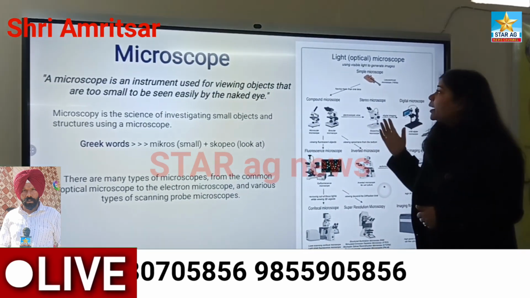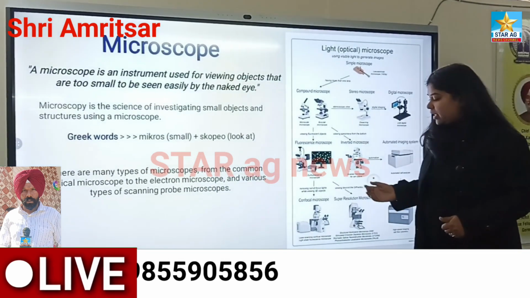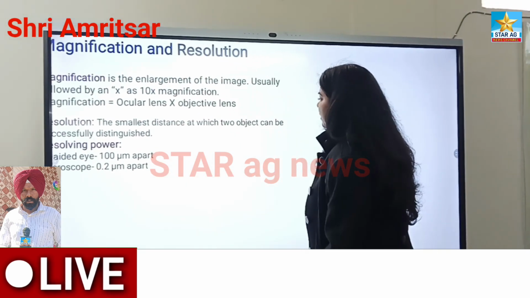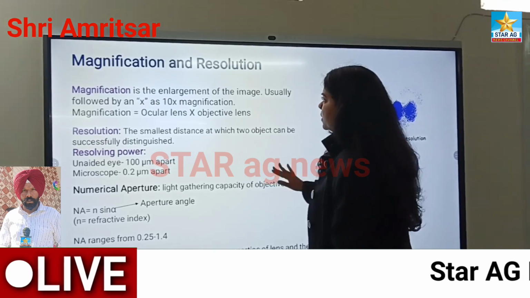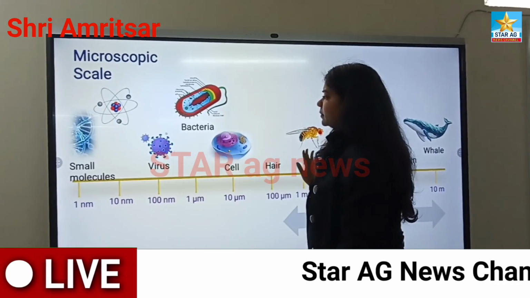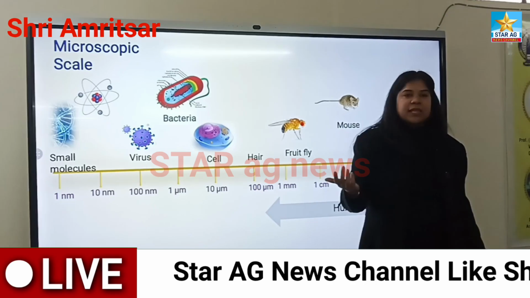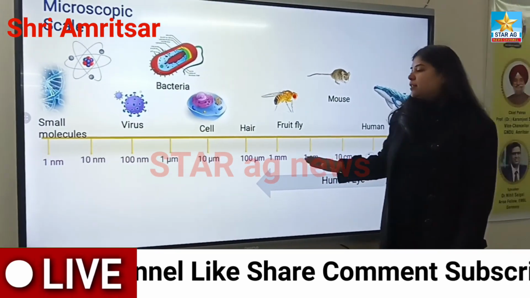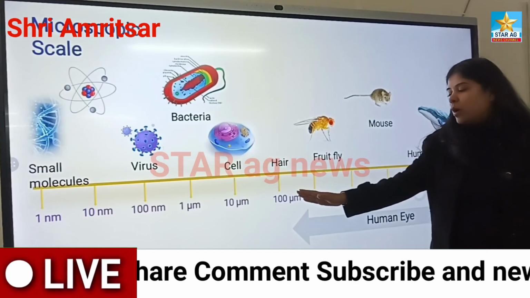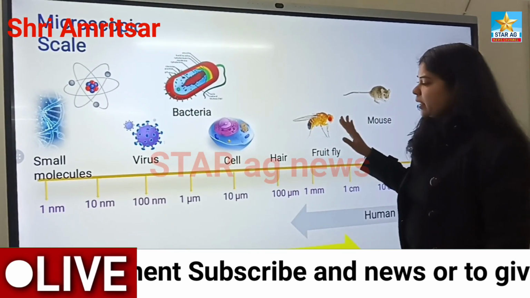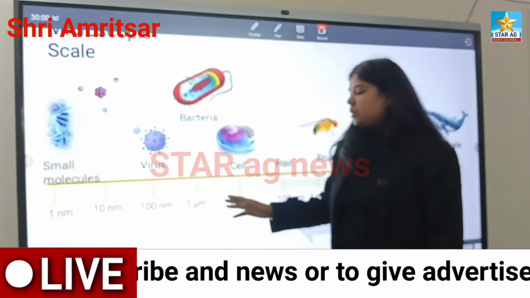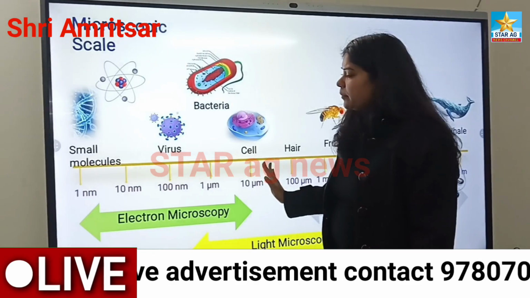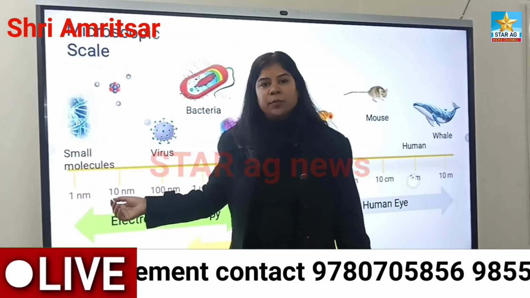You can see different types of light microscope: compound, fluorescence, and confocal microscope. There are a few terms. So there is a microscopic scale where, with the human eye, we can see objects up to 100 micrometers. We can use light microscopy to see objects up to 1 micrometer, and for electron microscopy we can see objects up to 1 nanometer.